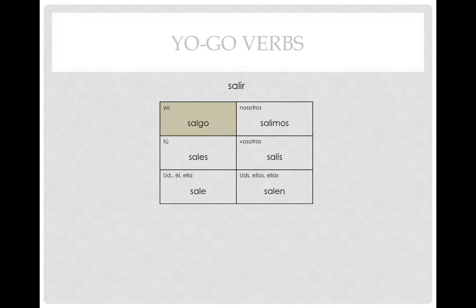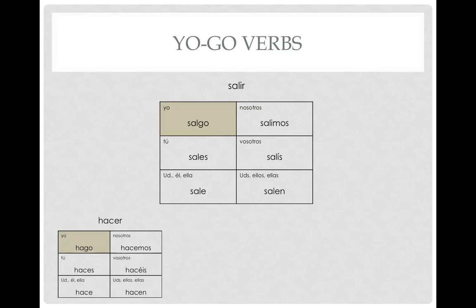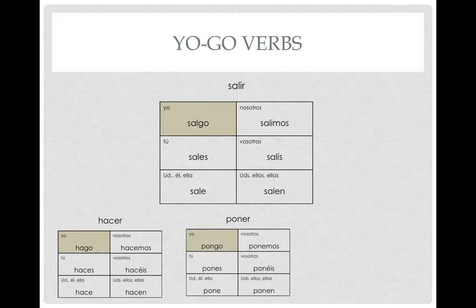Let's take a look at another one. Hacer. The yo form is hago. The tú form is haces, hace, hacemos, hacéis, hacen. Remember, your yo form is the only one that's irregular and it has a go in it. Another one, poner. The yo form becomes pongo. And we conjugate the rest of them like a regular verb, adding our ER endings.